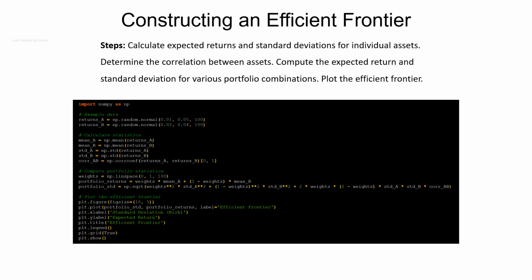Constructing an efficient frontier involves calculating expected returns and standard deviations for individual assets, determining the correlation between assets, computing the expected return and standard deviation for various portfolio combinations, and plotting the efficient frontier. This helps identify the optimal portfolios that offer the best risk-return trade-off.